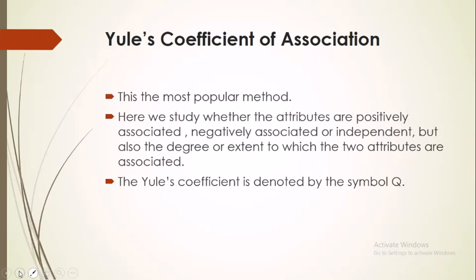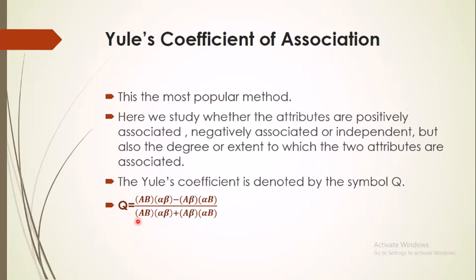Now, Yule's coefficient is usually denoted by the letter Q, and it is obtained by applying the formula Q is equal to AB into alpha beta minus A beta into alpha B, the whole divided by AB into alpha beta plus A beta into alpha B. So this is the formula for Yule's coefficient.